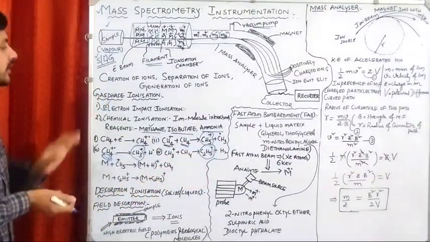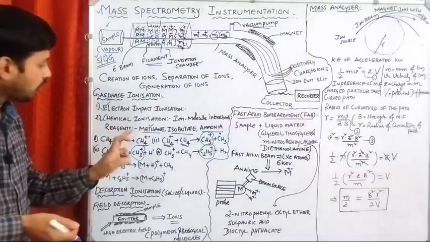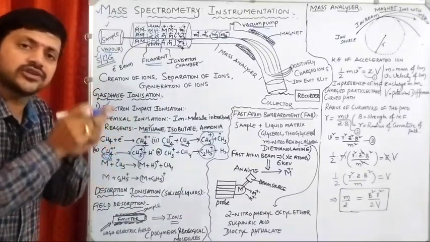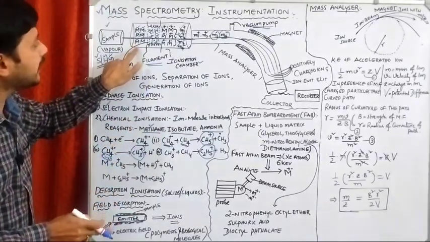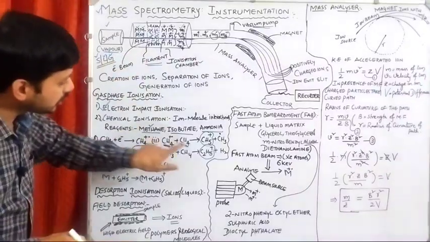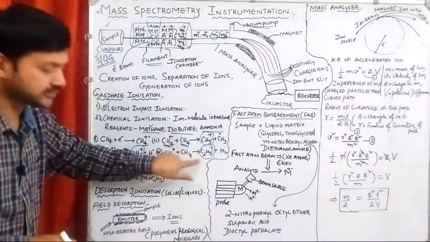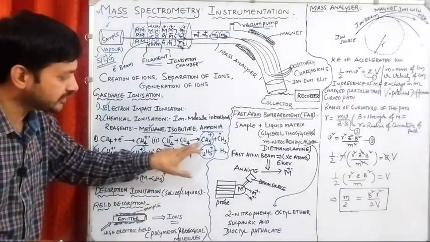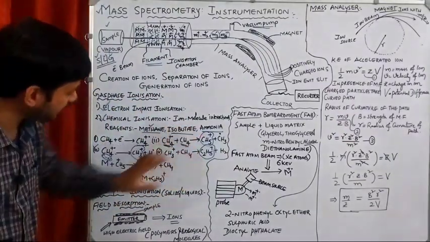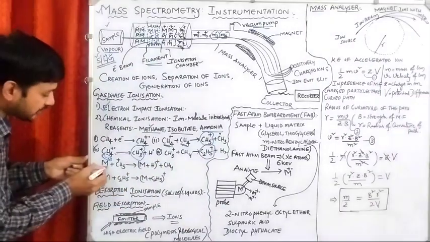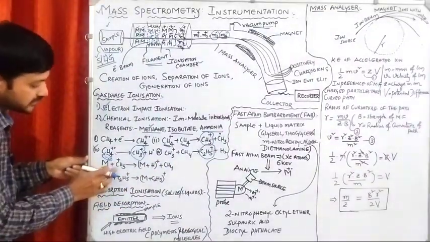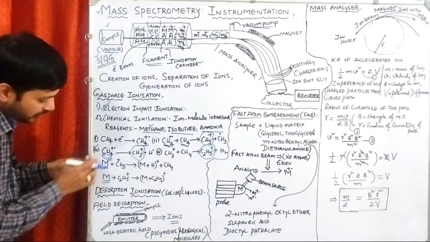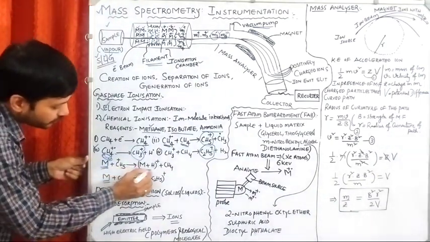It means that in chemical ionization, whatever reagent we use, that reagent is initially involved in electron impact ionization to create the positively charged ions. From the reagent we have generated positively charged ions. These ions, CH5 plus and C2H5 plus, will interact with your unknown sample molecules, and they can produce what?